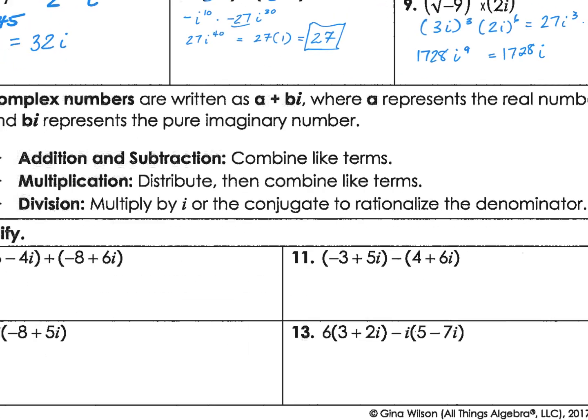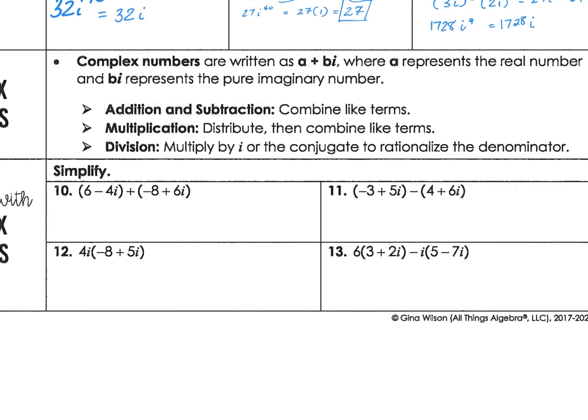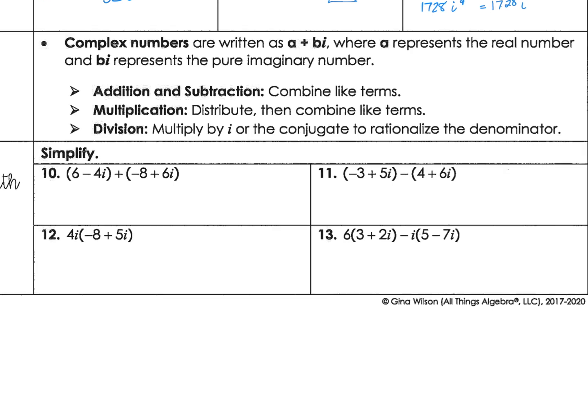All right, so let's get into complex numbers. Complex numbers are written as a plus bi, where a is the real number stuff and bi is the pure imaginary stuff, right? So if we add or subtract, we simply do like terms, real with real, imaginary with imaginary. If we multiply, then we distribute. We combine like terms. It's just distribution. And to divide, you get to multiply by the conjugate. We've done all this once already this year. If you remember, we've talked about this at least once.